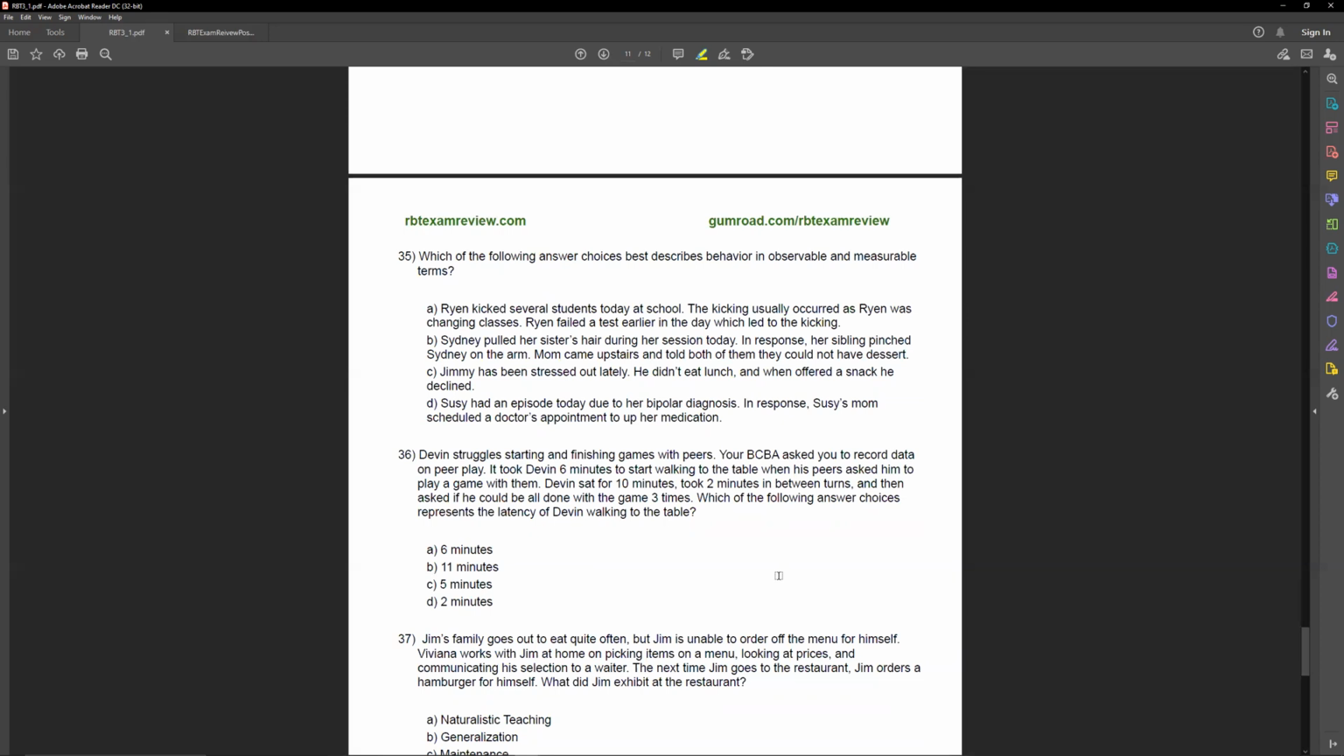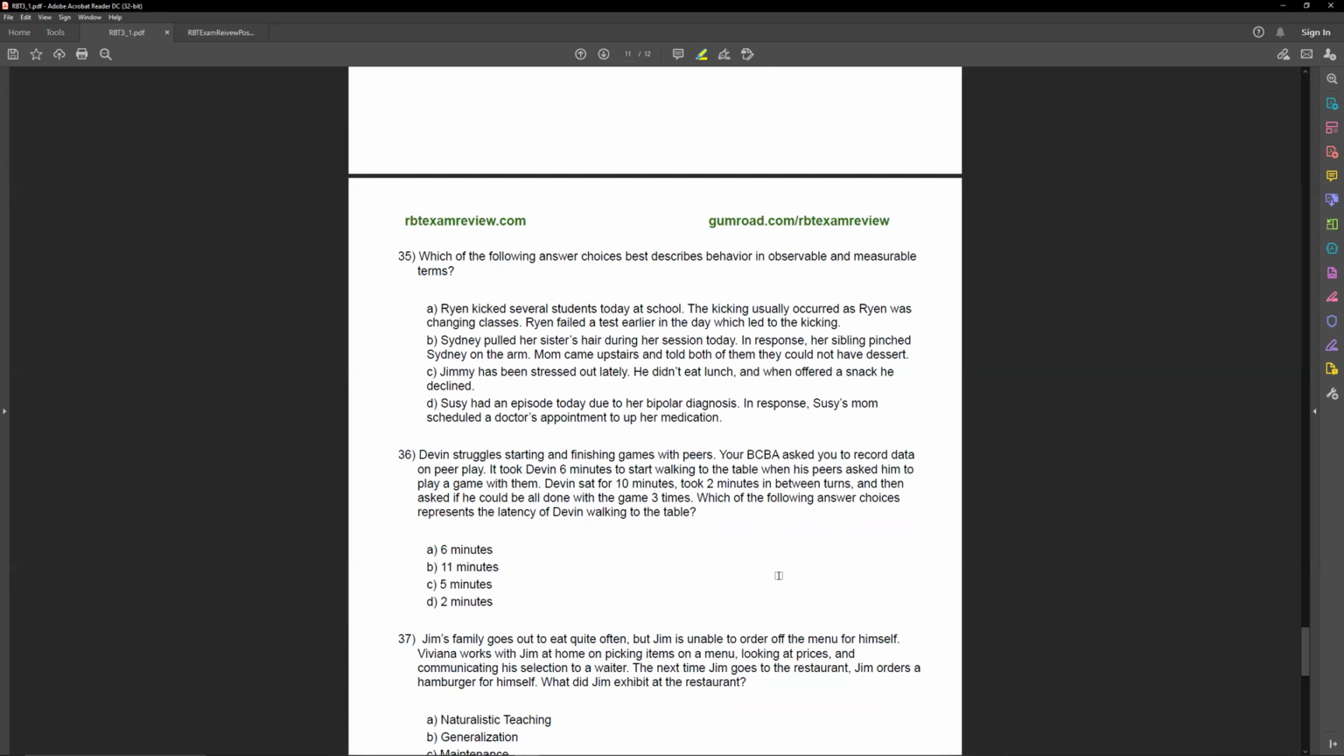What can't we observe and what can't we measure? Can't measure functions. Okay, I'm sorry, yes, we can measure functions. We can't measure mentalisms. We can't measure feelings. We can't measure diagnoses. All these other things we can't measure. So we want our behavior observable and measurable. So A, Ryan kicked several students today at school. The kicking usually occurred as Ryan was changing classes.